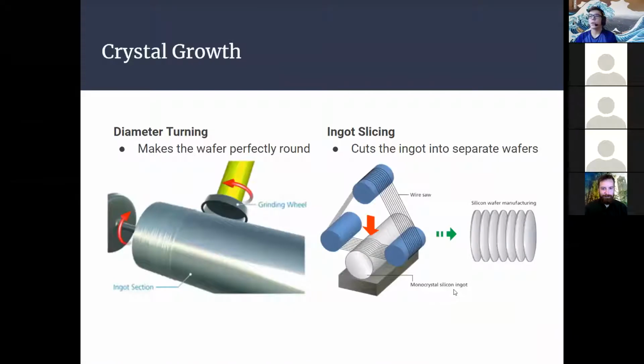And so when you move on, it gets ground down to make sure that the wafers are perfectly round. And then from there, they get sliced using a wire saw into the wafers that we actually manufacture. And a lot of times, they won't be perfectly round. They might actually have a flat edge cut at the bottom, basically so that you know the orientation of the wafer, and it makes alignment easier.